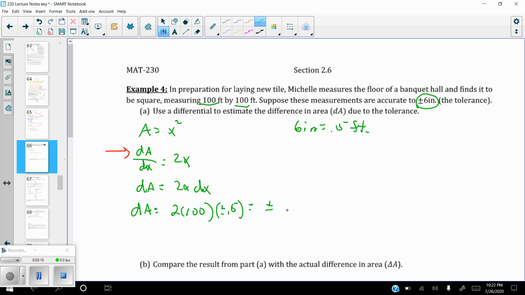So it's going to be 200 times 0.5, or half of 200, so it's going to be 100 square feet of potential tolerance.